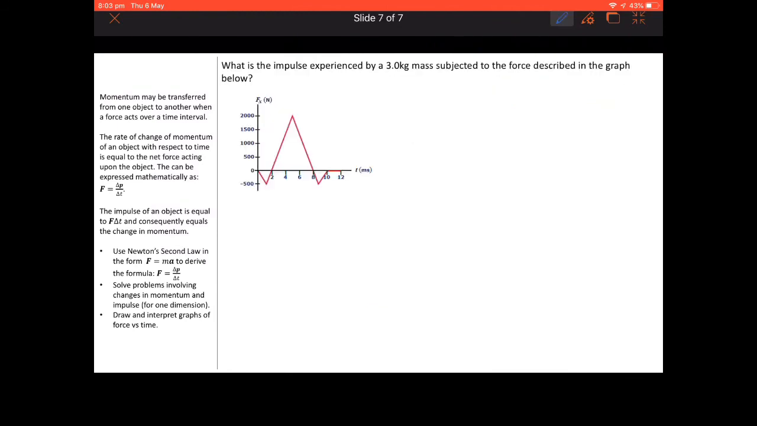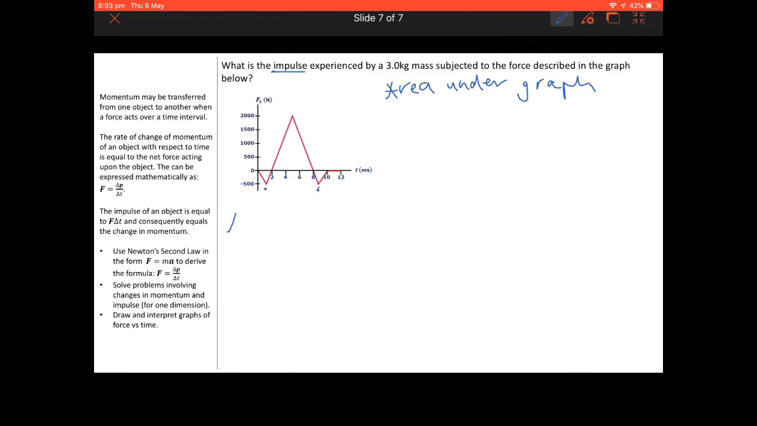So I thought we'd go through an example for this. What is the impulse experienced by a 3 kilogram mass subjected to the force described in the graph below? We're just looking at impulse, so that means we just need to find the area under the graph. We've got negative areas here and here, so we will just add those negative areas. In other words, we'll subtract those areas because they're negative.